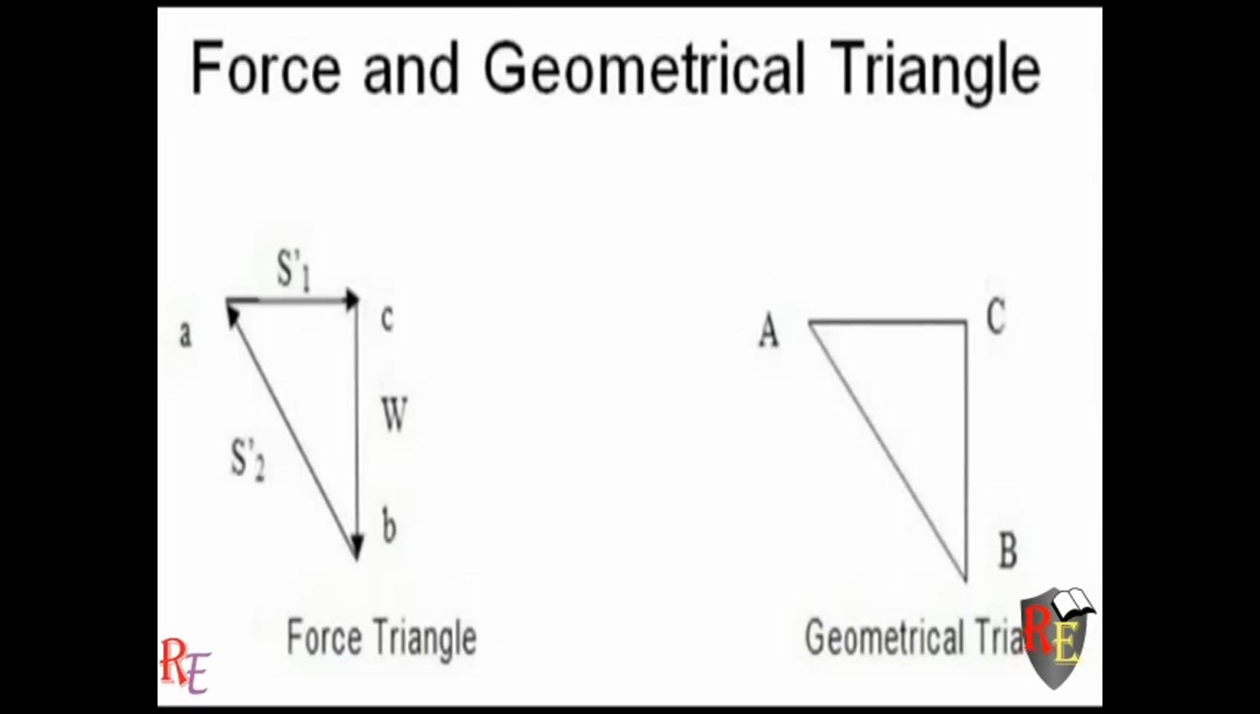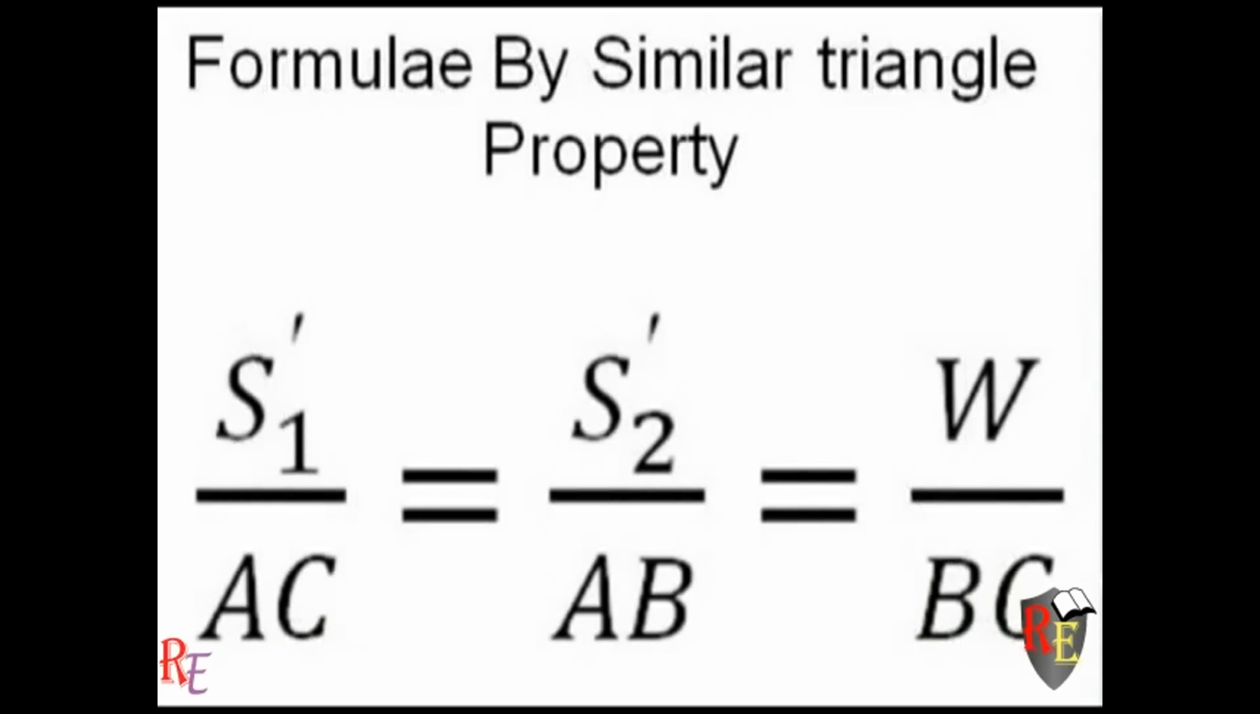Now by using the property of similar triangles, we get the formula S1 dash by AC equal to S2 dash by AB equal to W by BC. It can be assumed that the lengths AC, AB, BC and the value of W are correct. This formula is used to calculate the magnitude of forces S1 dash and S2 dash.